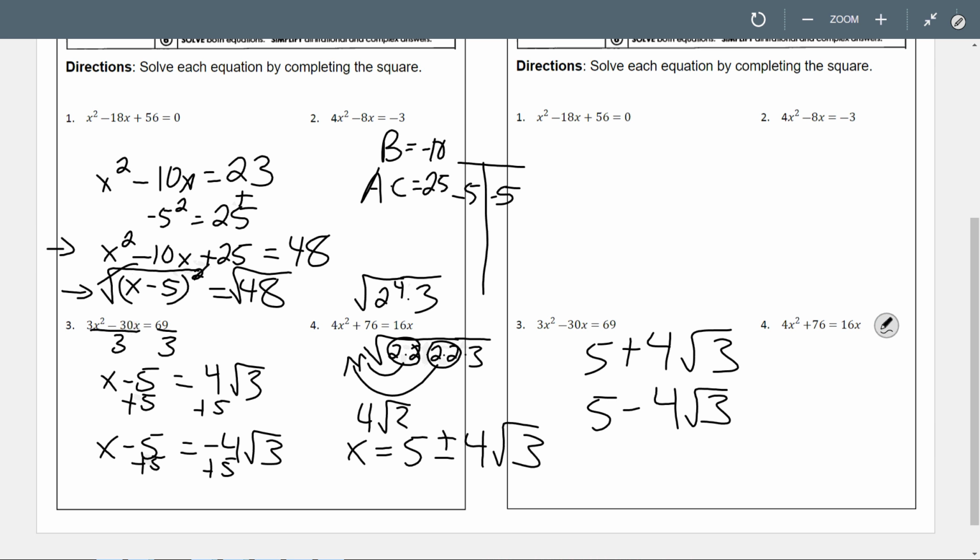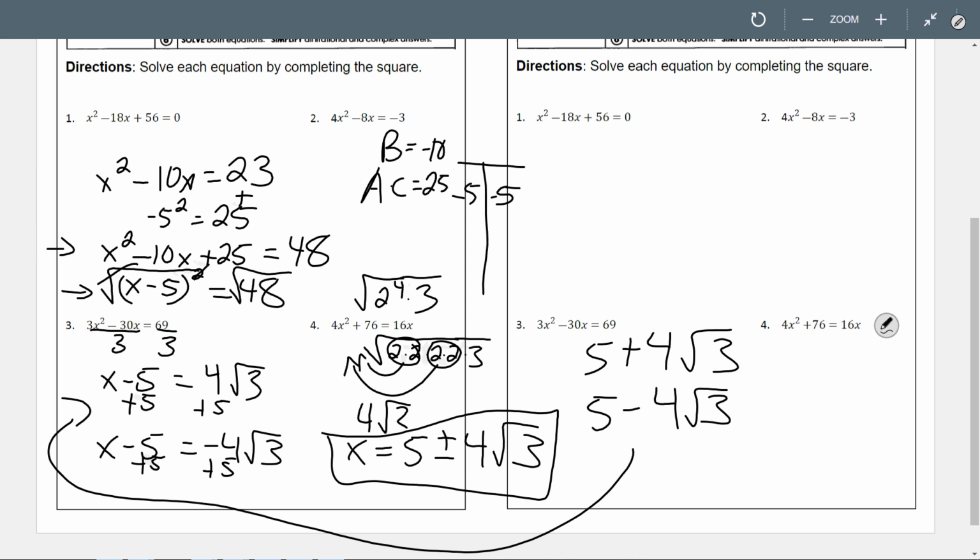So when we came here, when we came here, we solved for two of them. This is just a shorter way to say, hey, we got two answers, and it's 5 plus 4 square root 3 and 5 minus 4 square root 3. So the final answer, x equals 5 plus or minus 4 square root 3.